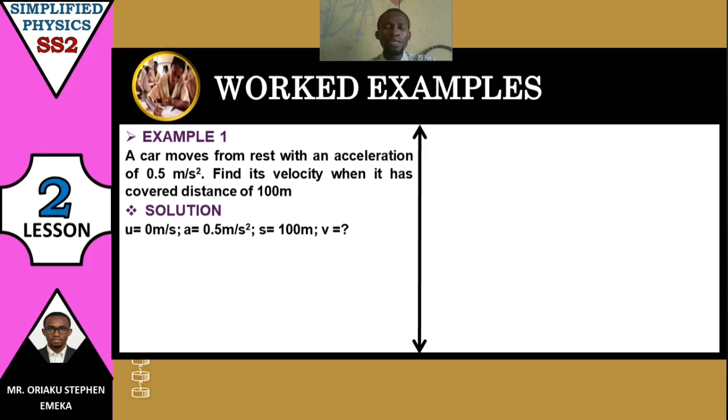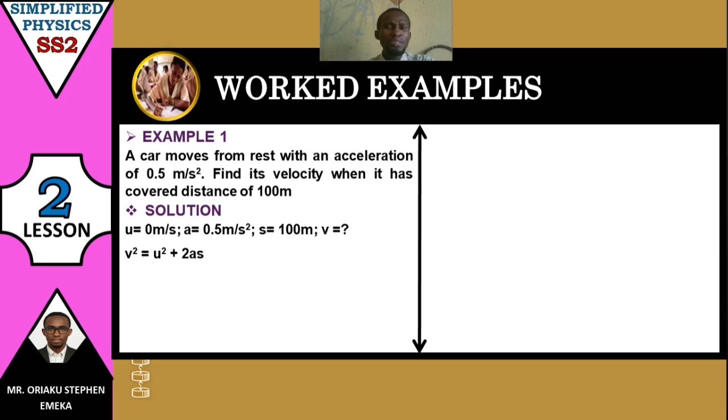So for something to start from rest, it means it was not moving initially, and meaning that its initial velocity is 0 meter per second, and its acceleration is 0.5 meter per second squared, and the distance it covered was 100 meters. They asked us to find the velocity when it has covered 100 meters distance. So what are we looking for? We're looking for velocity. Now you check the 4 equations of motion. Which of them can we use to solve this problem? And that is actually the third equation, which is V squared equals U squared plus 2AS.